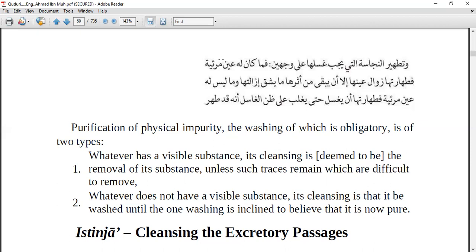وما ليس له عين مرئية, and that which does not have visible substance to it. فطهارتها أن يغسل حتى يغلب على ظن الغاسل أنه قد طهر. Then you keep on cleaning until the person cleaning is inclined to believe that it's now pure. So the original hukum is dependent on a person's inclination, but if they cannot form an opinion, the fuqaha suggest that 3 times should suffice. And each time, if possible, you should make sure that the water separates from the body.